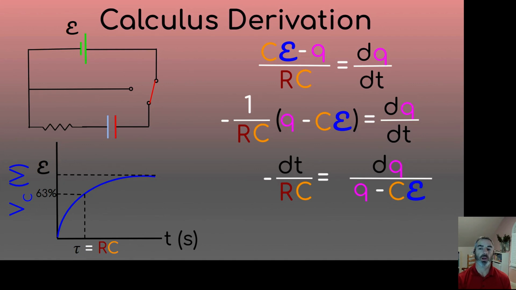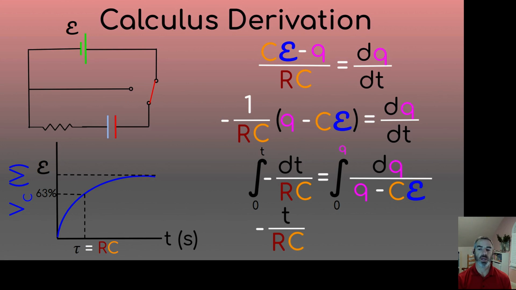Now here's where a second step for calculus comes in. We're going to integrate both sides. On the left side, we're going to integrate from 0 to t, and on the right side, we're going to integrate from 0 to Q.